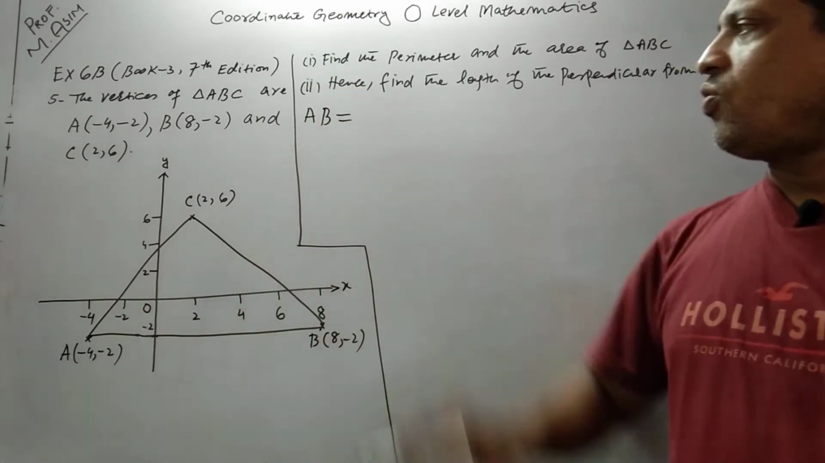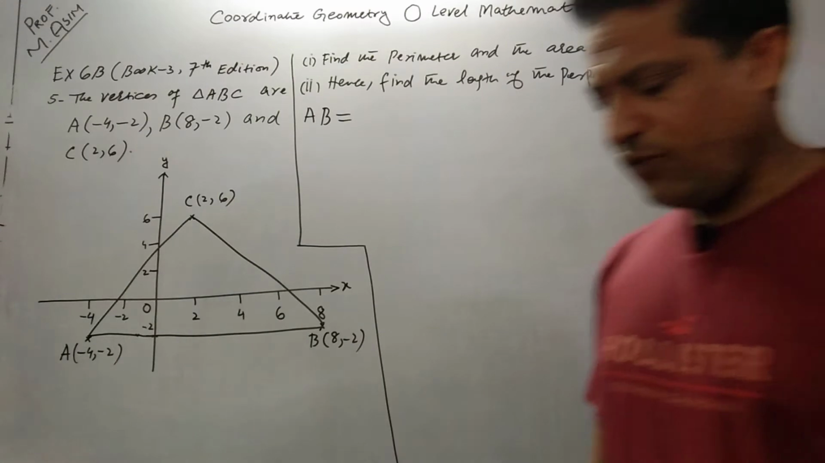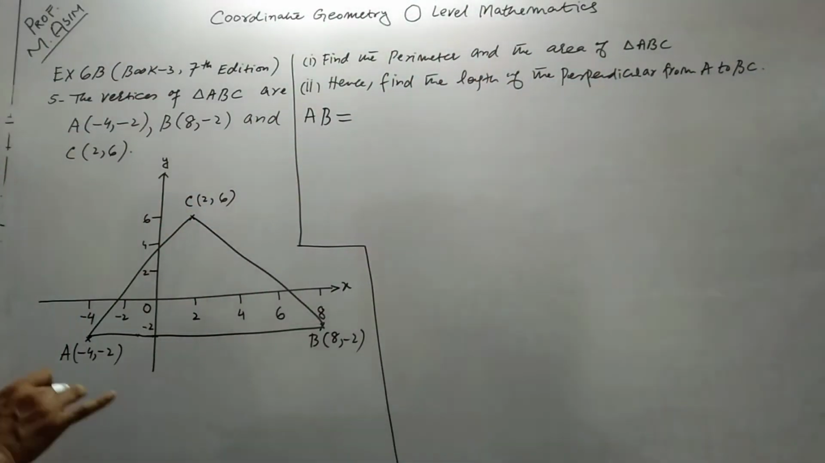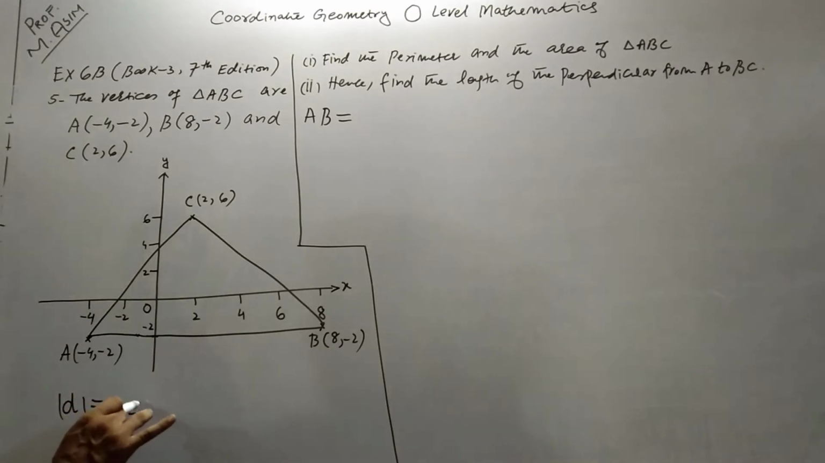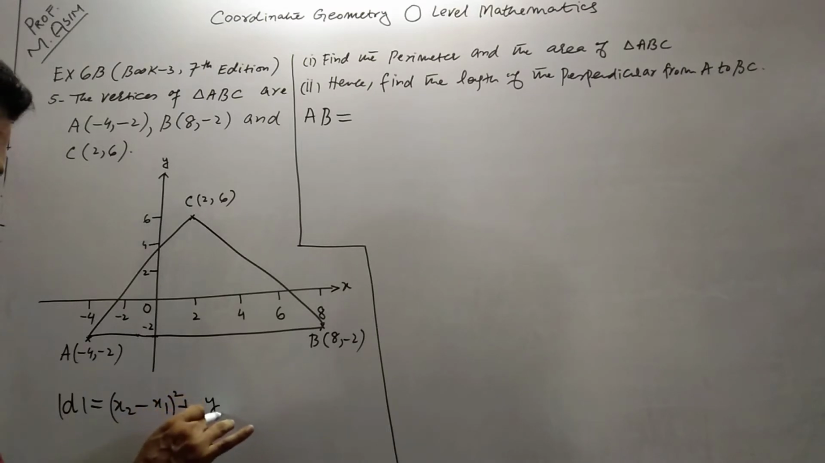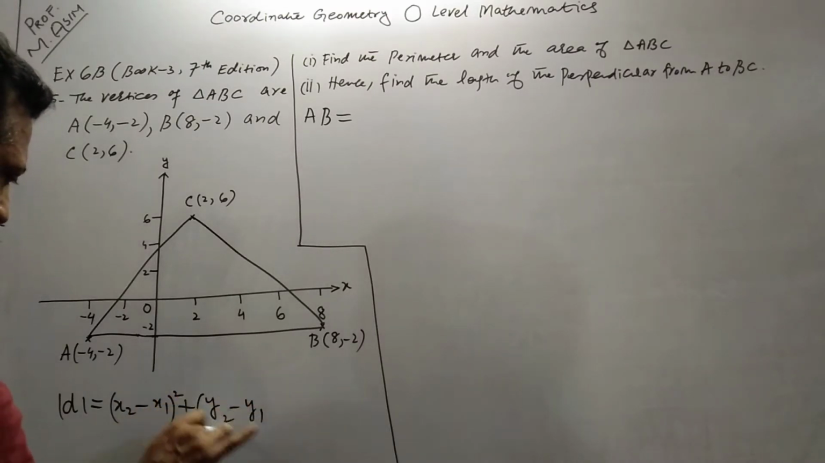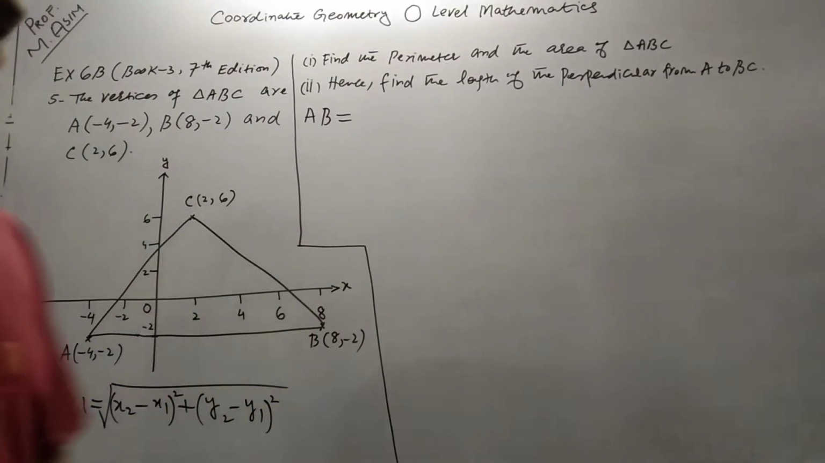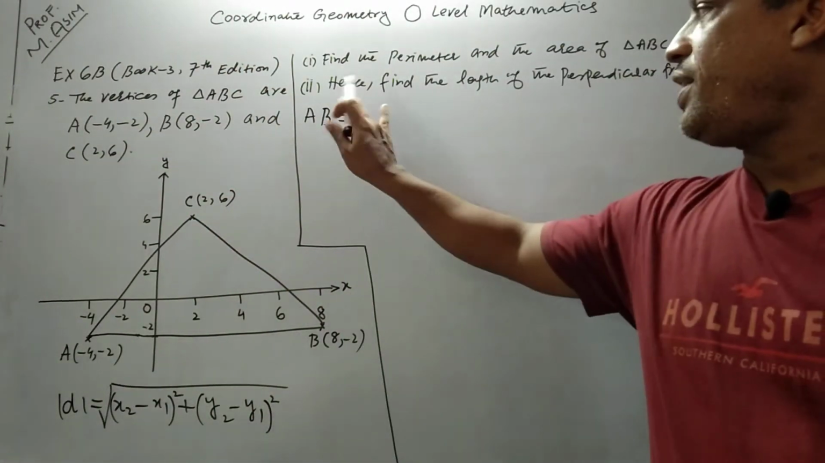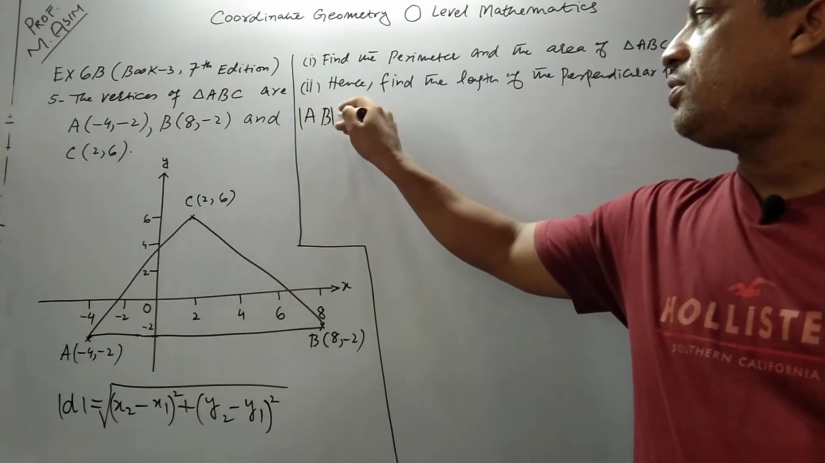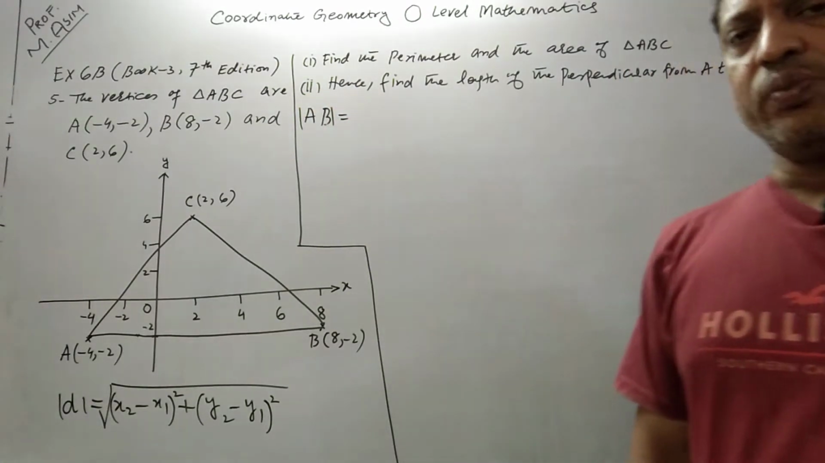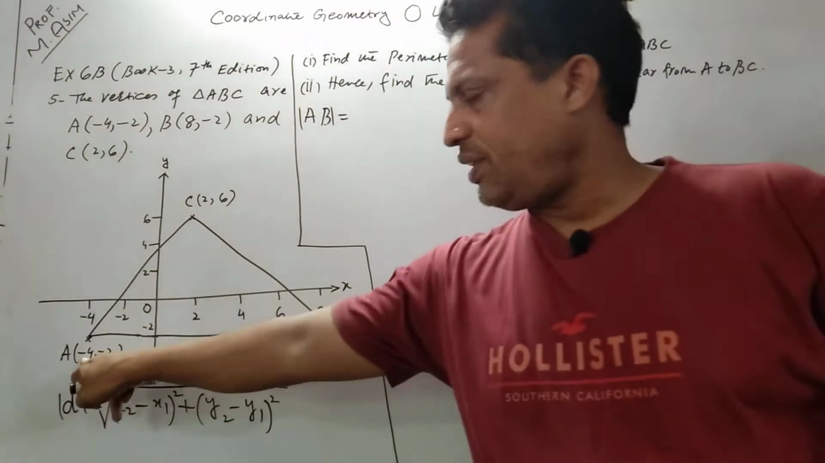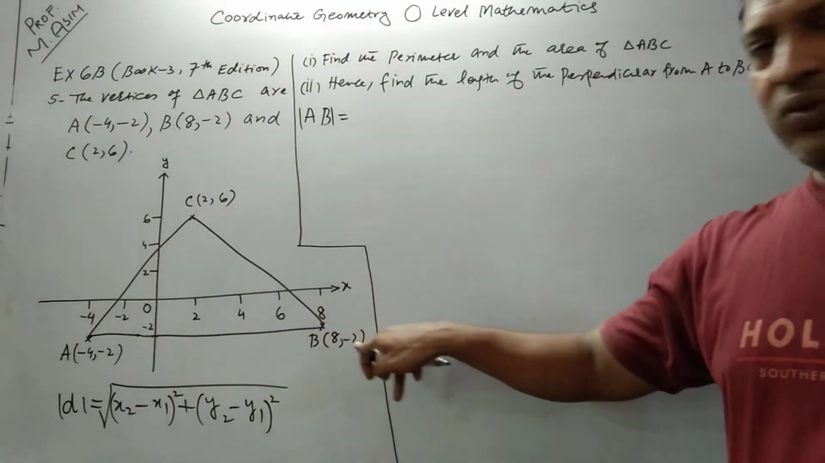AB. What is the distance formula? Distance is equal to the square root of x2 minus x1 whole square plus y2 minus y1 whole square. So the distance of AB, and distance is always positive. This is x1, y1, and this is x2, y2.